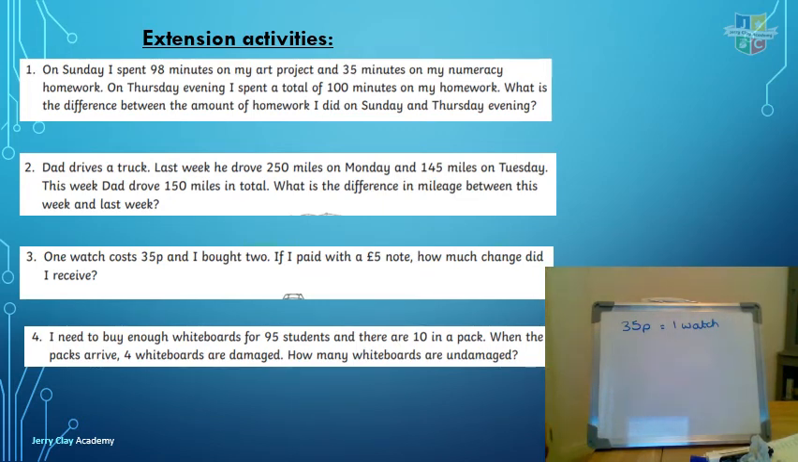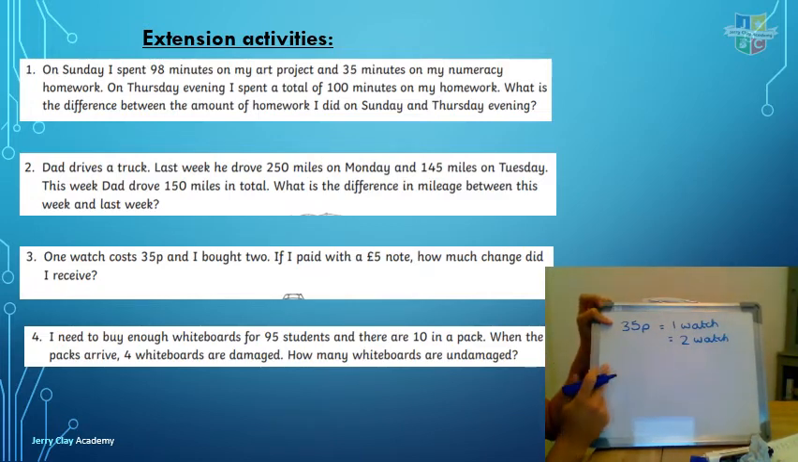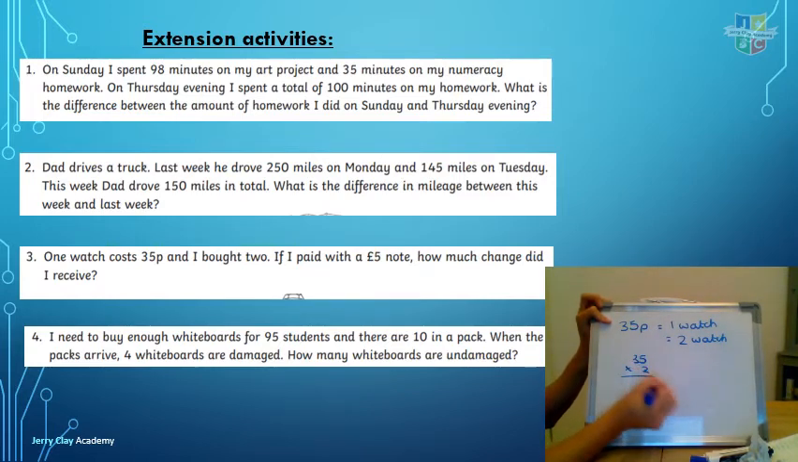So let's first of all work out the first step. If one watch is worth 35, 2 watches is what I'm going to have to work out first. So I'm having to do 35 times by 2, or 35 add 35. I can use my column method to work it out. 5 times 2 is 10, 3 times 2 is 6, add 1 is 70. So 2 watches are worth 70 pence.